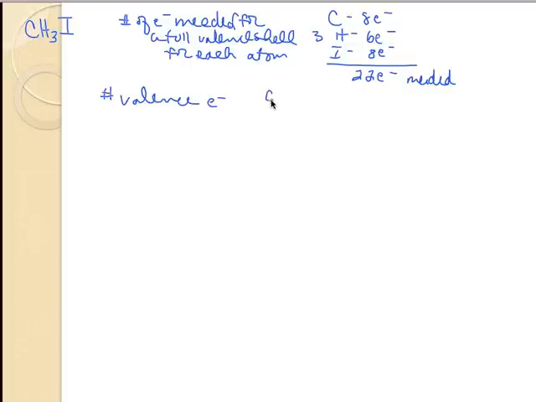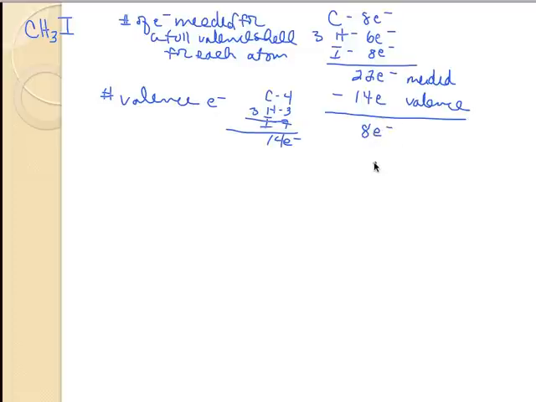So for carbon, that was 4. For the 3 hydrogens, that was 3. And the 1 iodine is 7. So that gives me 14 electrons. So subtract 14 electrons from my valence, that gives me 8 electrons.